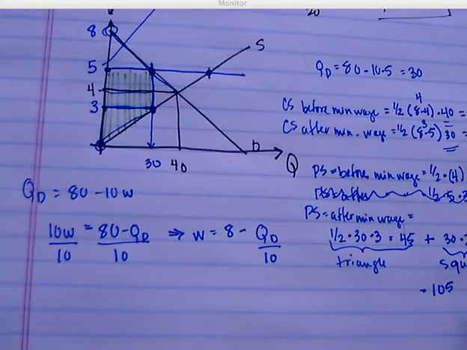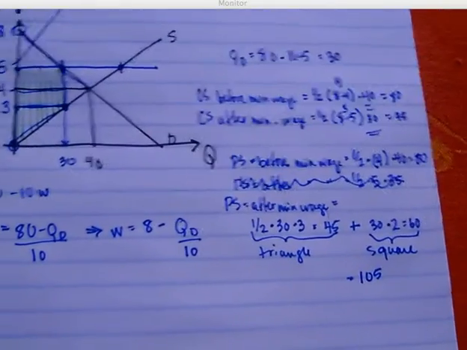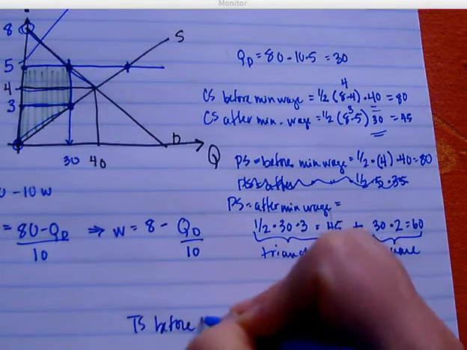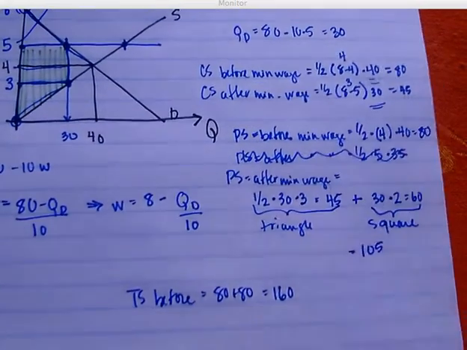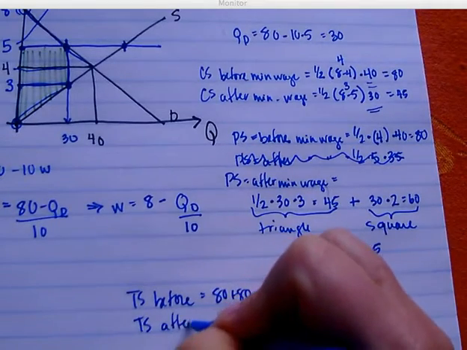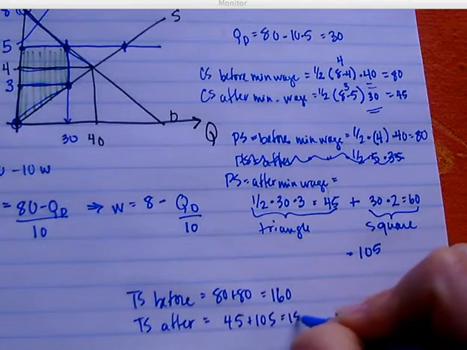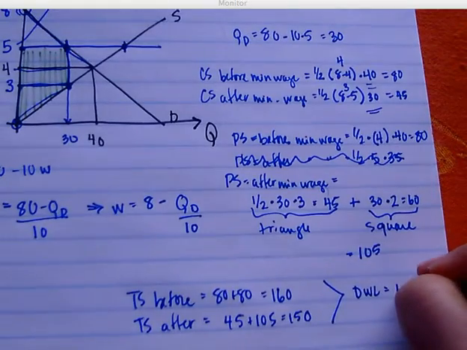So that's an increase of 25. But note that what we did is we went from a consumer surplus of 80 to a consumer surplus of 45, which is a loss of 35, right? And so what we have is overall a loss in total surplus. So total surplus before was equal to 80 plus 80, or 160. And total surplus after is equal to 45 plus 105, which is equal to 150. And that means that the deadweight loss from this is equal to 10.